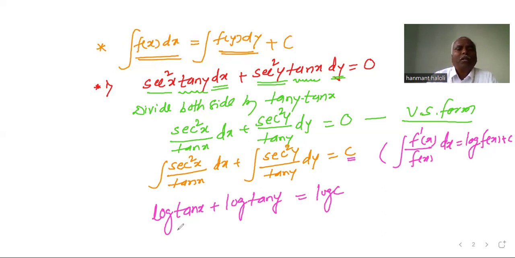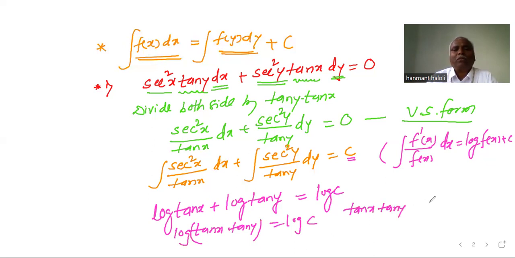Now here, using the log f plus log g formula, log of tan x into tan y, you get one log term. Log m plus log n formula, log m into log n formula, equal to log c. To remove log, take exponential power on both sides. Then you get tan x into tan y equal to c.